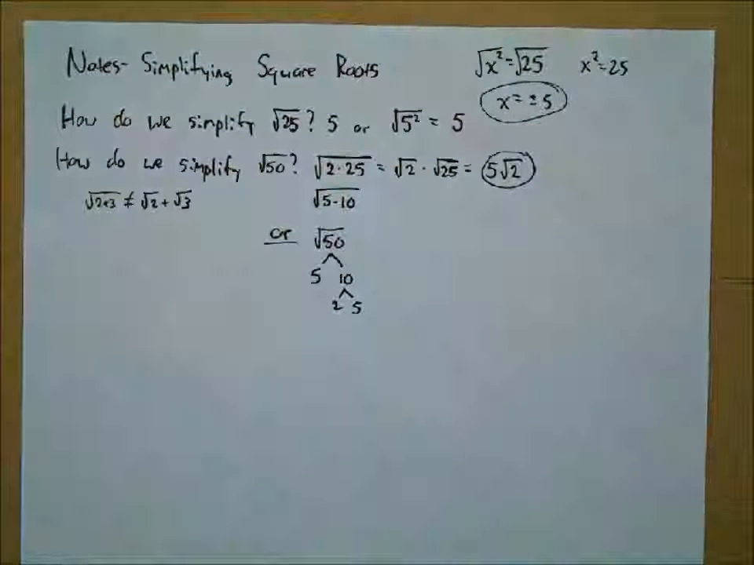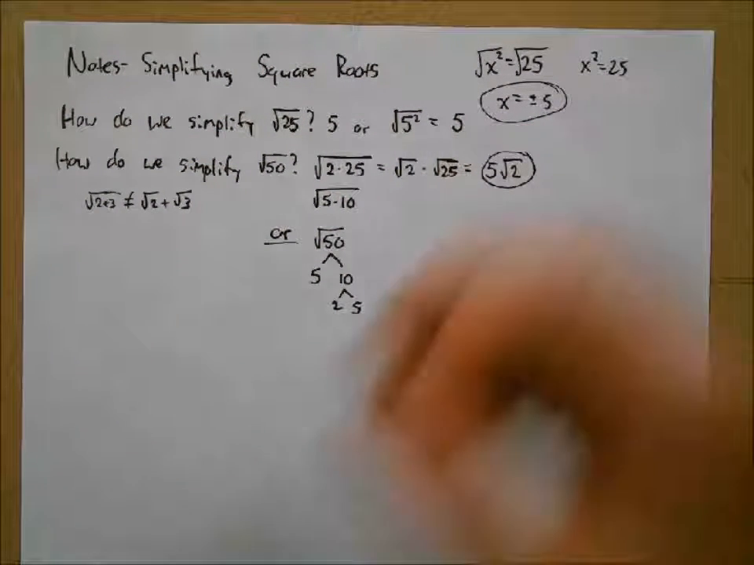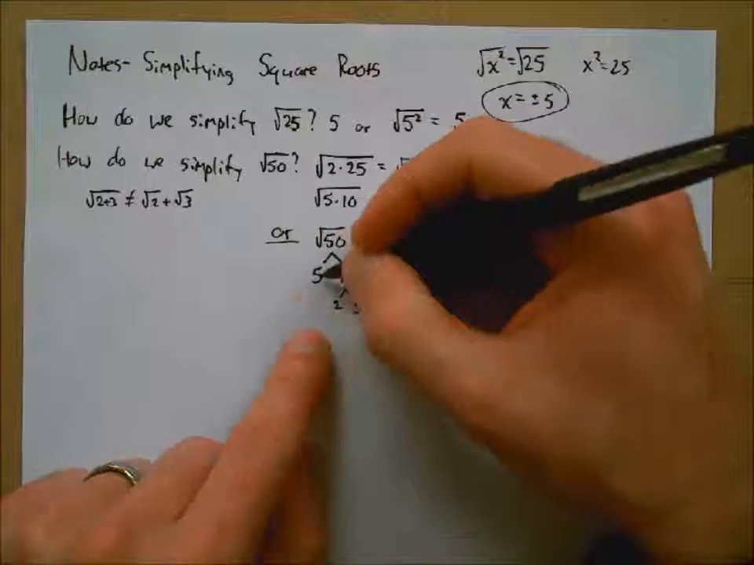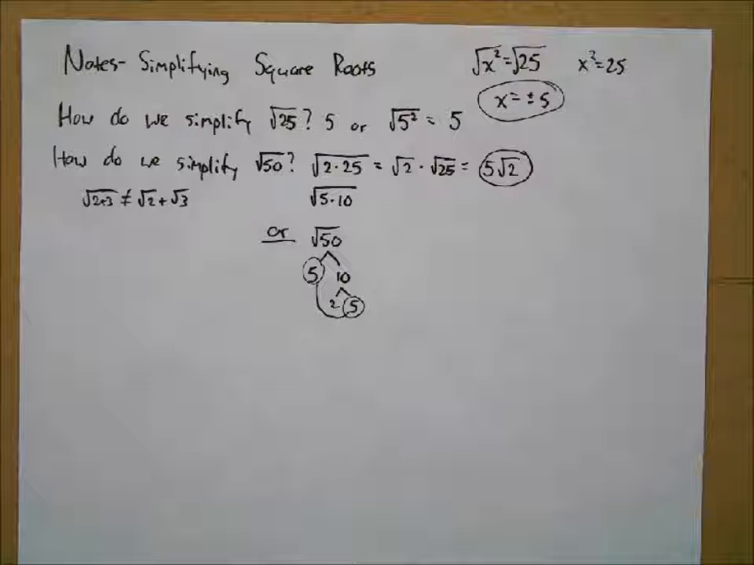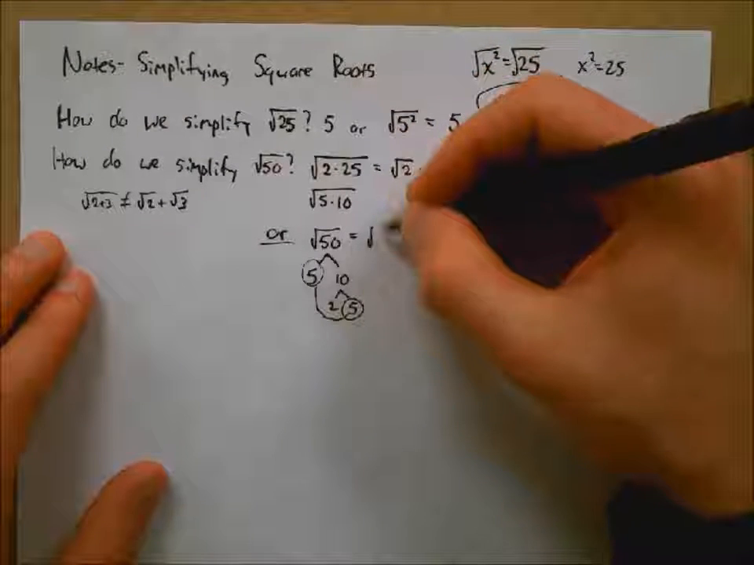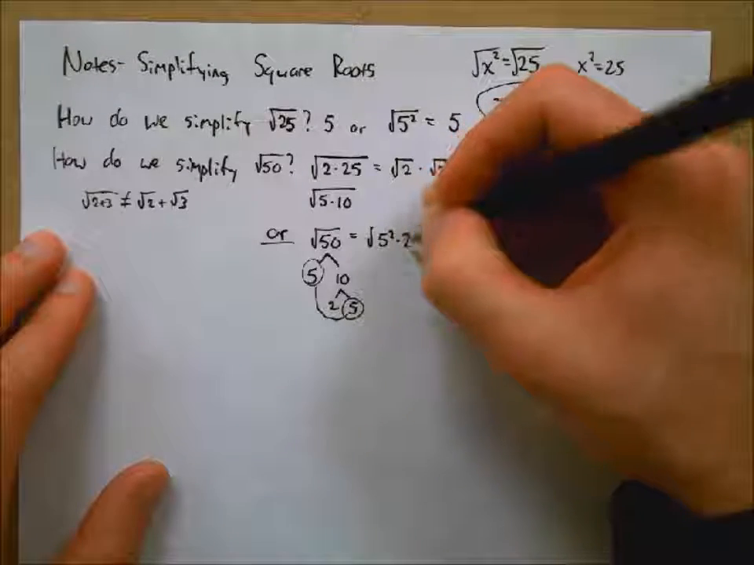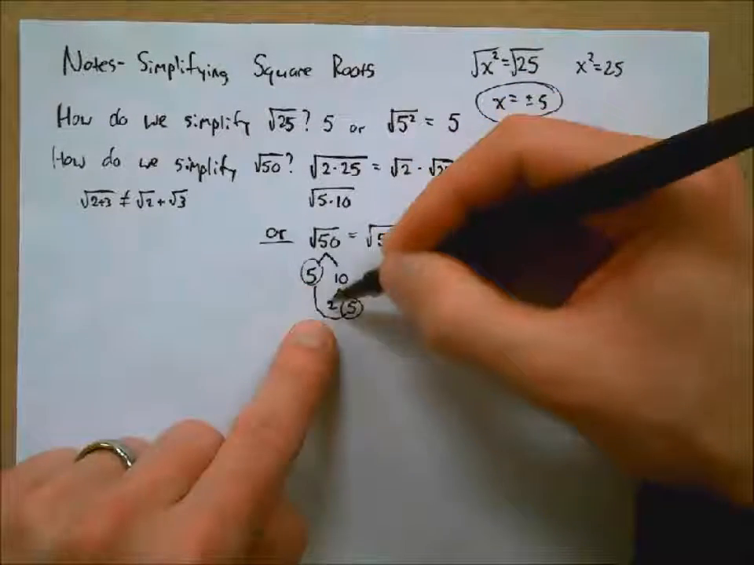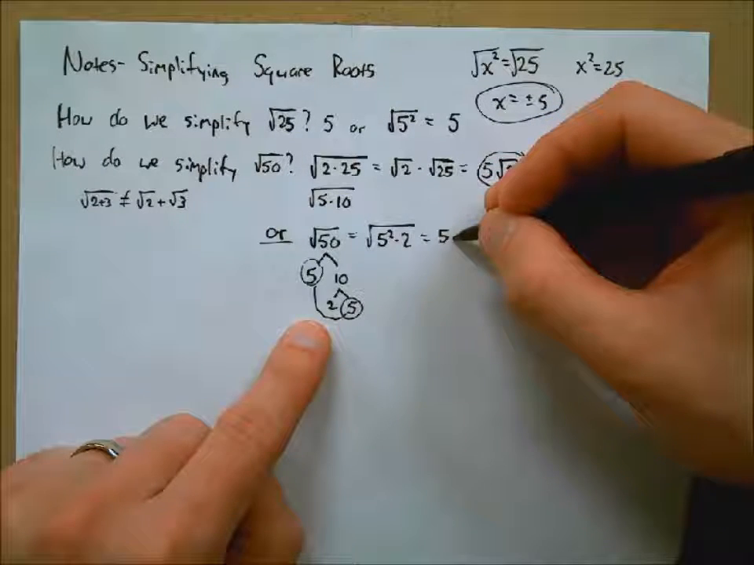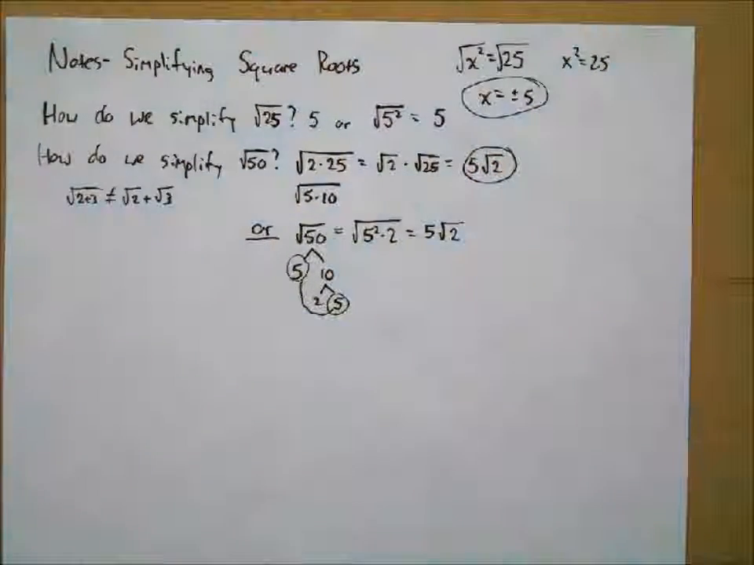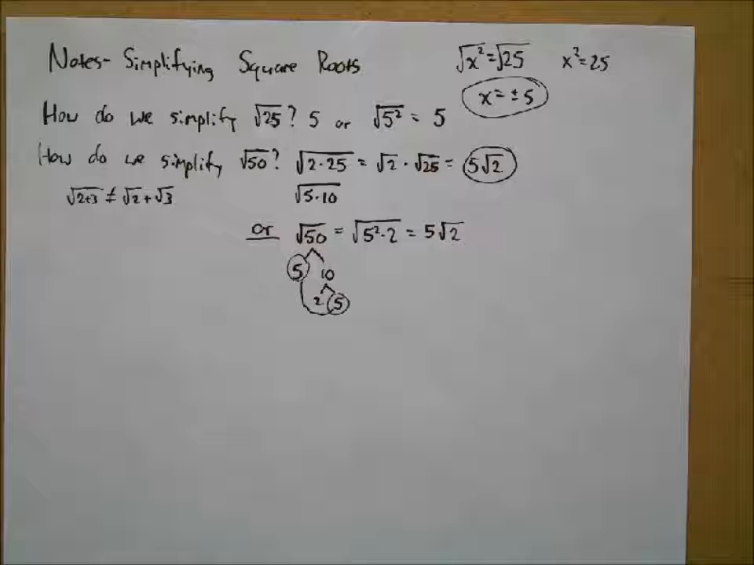Okay. And then what you want to do there is look for pairs. So I see a pair of 5s right there, right? And so the pair of 5s means that the square root of 50 is the same thing as the square root of 5 squared times 2, which then I can say, 5 can come out since it's a perfect square. So 5 root 2 that way. That's another way to do it too, using a factor tree to help you see all the different prime factors.